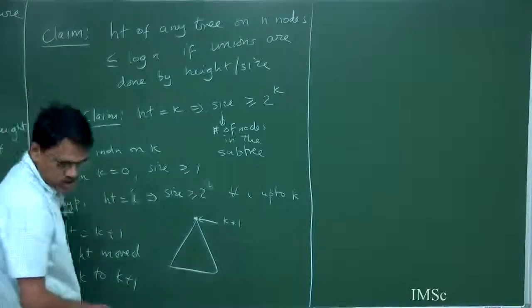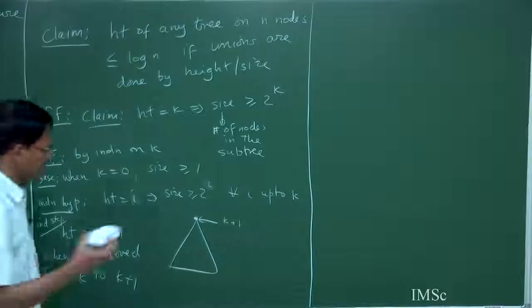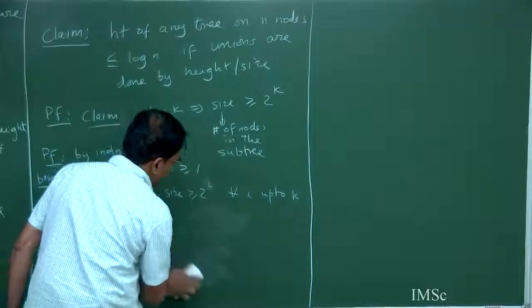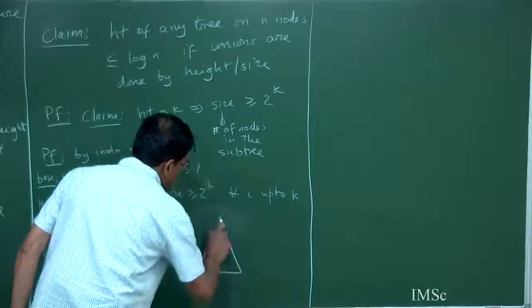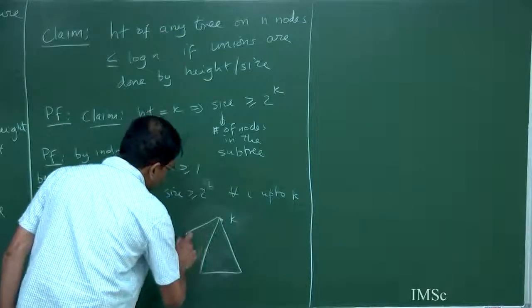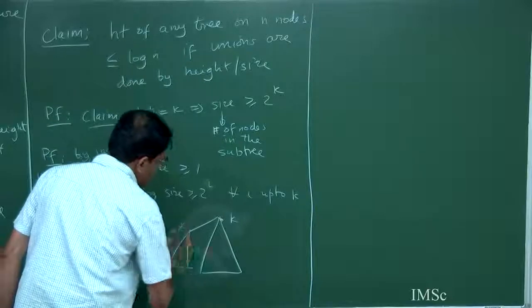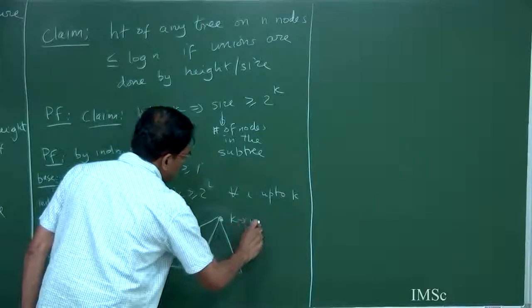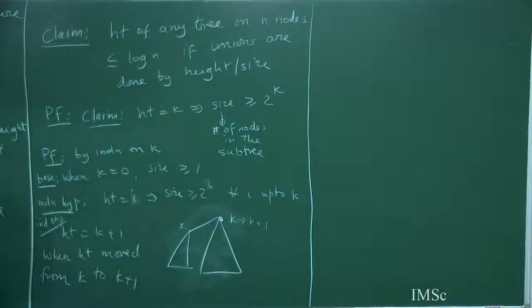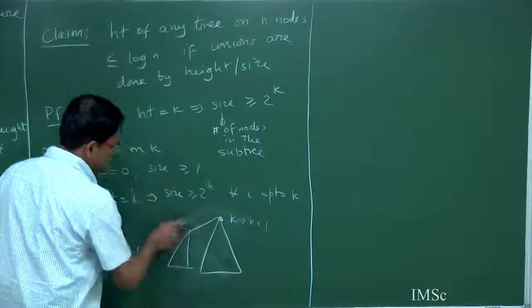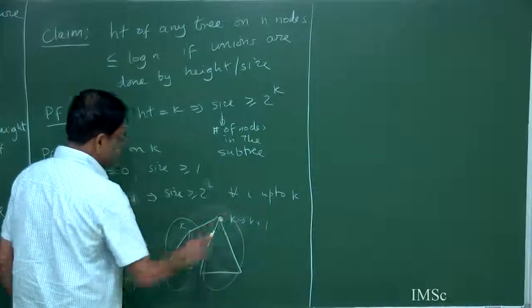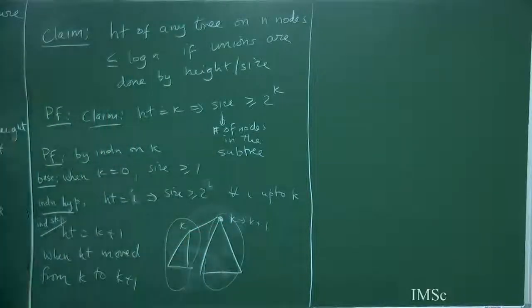The picture was that this guy's height was k, and somebody with height k got attached to it, and then it moved to k plus 1. That's the only way the height will increase in either of these heuristics. And by induction, this has at least 2 power k nodes, and this has at least 2 power k nodes, and in total you have at least 2 power k plus 1 nodes.